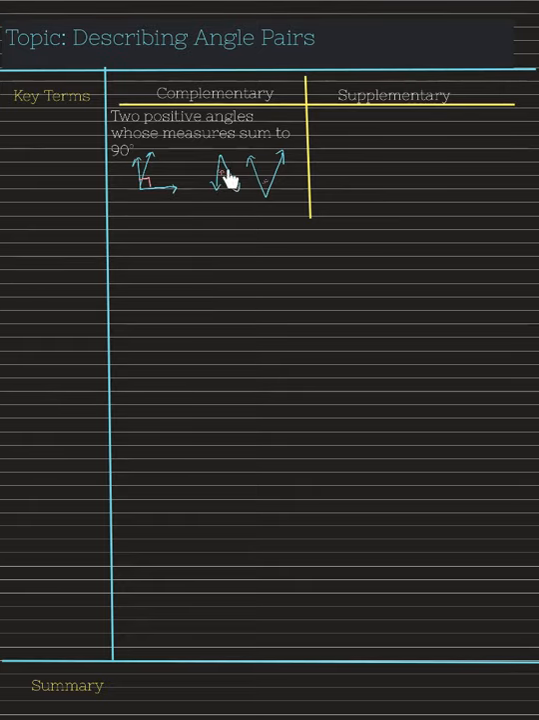Here, this is a little small, but it says 30 degrees, and this one says 60. If I were to add these together, 30 plus 60 is 90, which also makes them complementary. When we have complementary angles, each angle is the complement of the other. All right, supplementary is very similar, but instead of adding up to 90, they add up to 180.